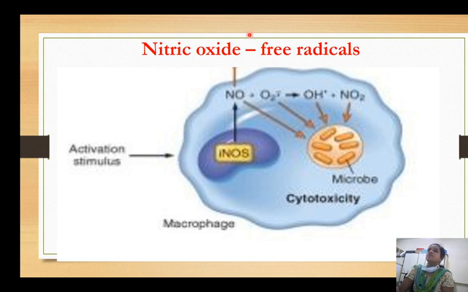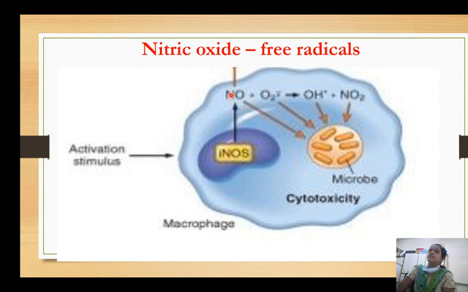Now, how does nitric oxide help in protecting ourselves from the microbes? In the macrophages, nitric oxide will combine with oxygen to form OH minus and nitrogen dioxide. In that way, it forms nitrogen dioxide. Both of them are potent oxidants and they can kill the microorganism. As I told you, the formation of nitric oxide takes place in the macrophages.